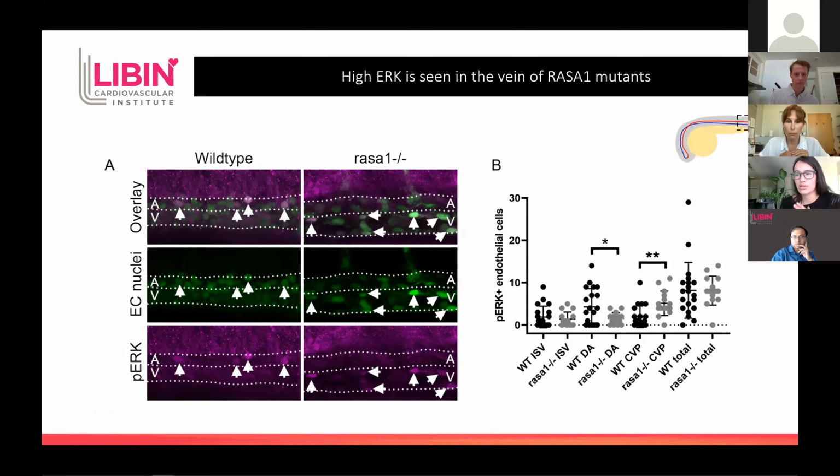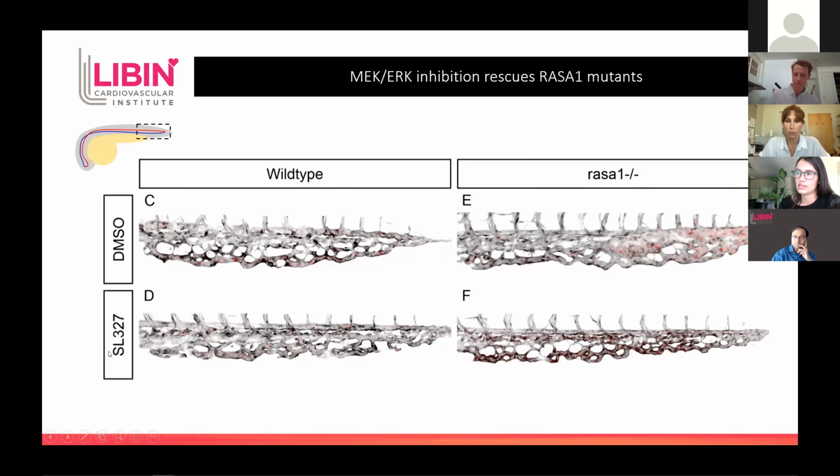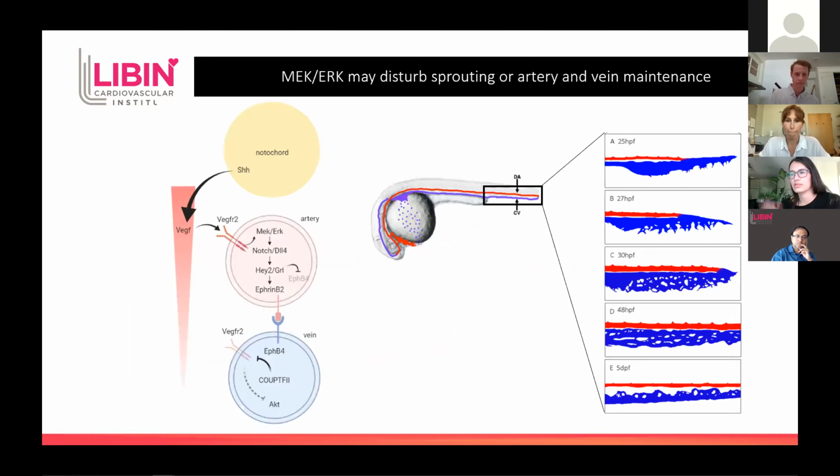So I wanted to make sure that this was important in the development of those vascular malformations. So I used a MEK-ERK inhibitor called SL327. And when I apply SL327 to RASA1 mutants, we see a rescuing of that vascular malformation. So this tells us that the upregulation of MEK-ERK signaling in the vein is really important in RASA1 AVM development. So what is the importance of MEK and ERK signaling, and why would upregulation of MEK-ERK result in the formation of arteriovenous malformations?